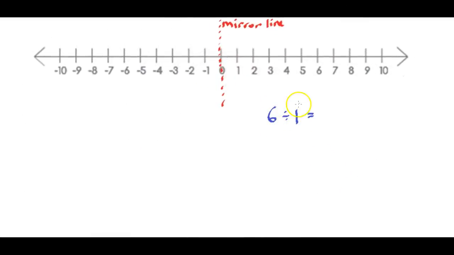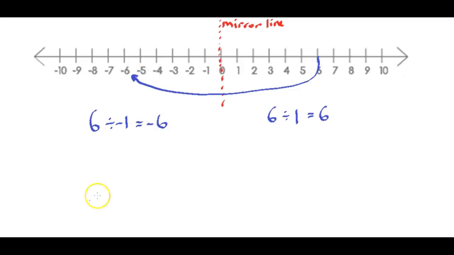What happens for division? Now, if I take a 6 and I divide it by 1, 1 goes into 6 six times, so we stay exactly where we are. Now, what happens if I do 6 divided by negative 1? Well, I start at 6, and how many times does 1 go into 6? 6 times, but it's a negative going in, so it's going to be its reflection over to the other side, equals negative 6.